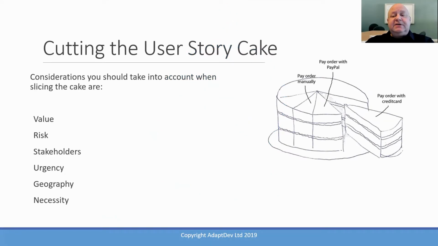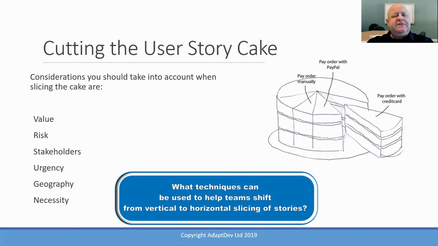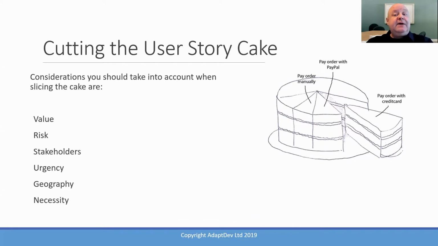Hello. So the question that's come up this time is, what techniques have we used to shift teams from vertical to horizontal slicing? And I think maybe the original questioner in posting this has probably transposed it and gotten it the wrong way around. So don't really over project that. I think that's probably the case.